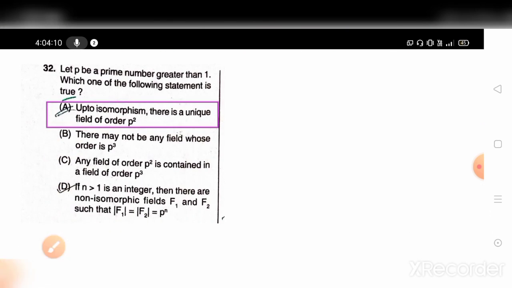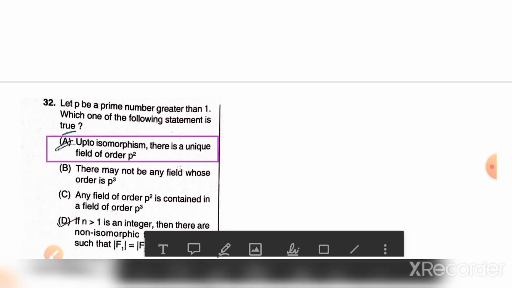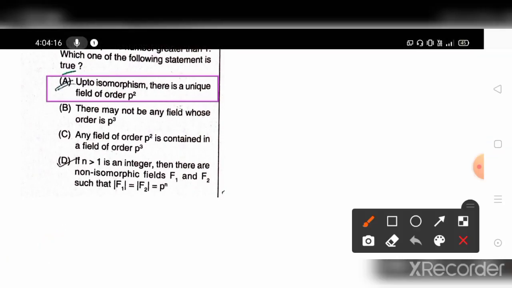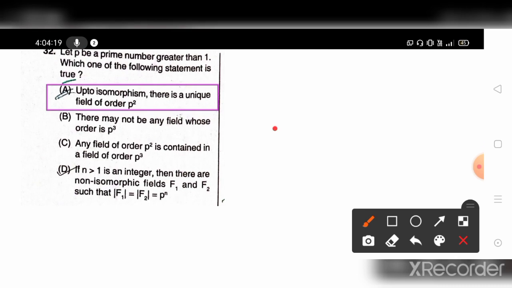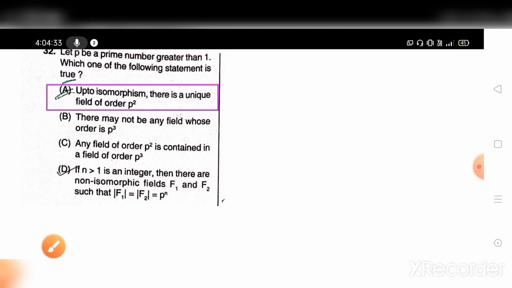Next question: let P be a prime number greater than 1. Which one of the following statements is true? Up to isomorphism, there is a unique field of order p squared. Option A is correct.